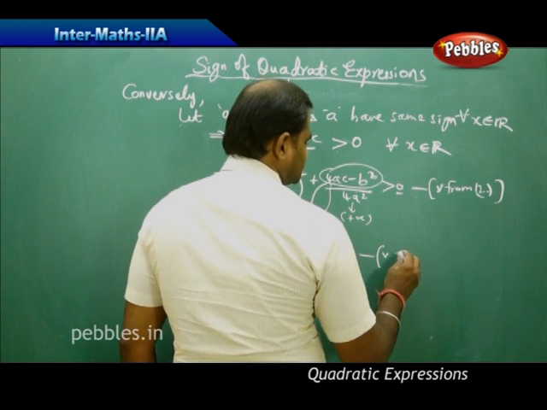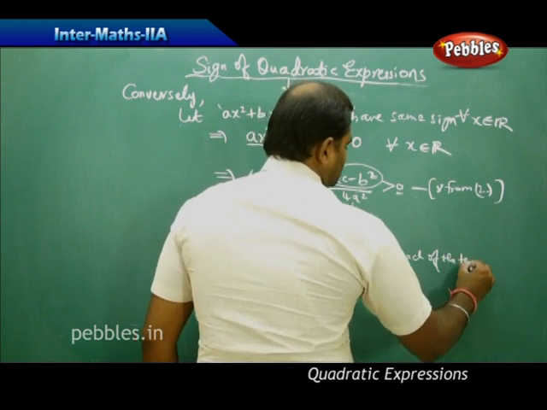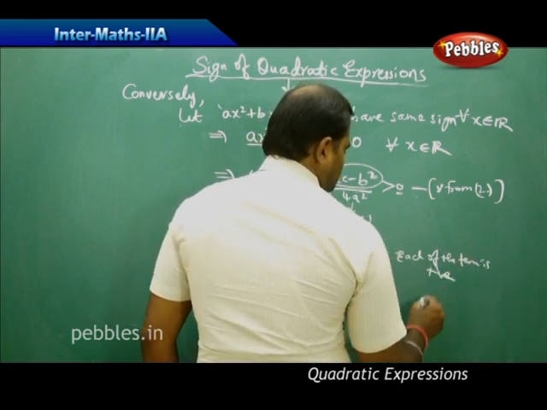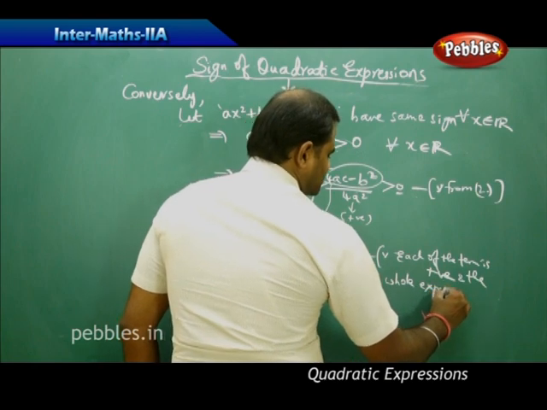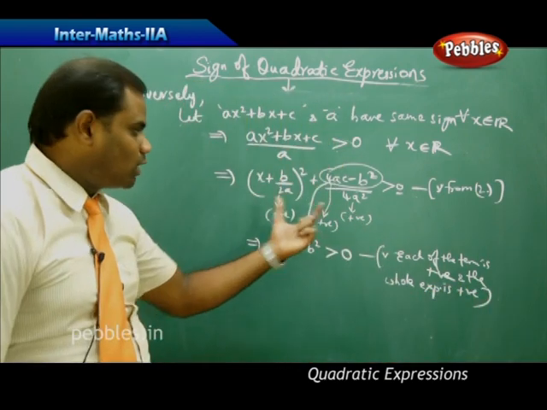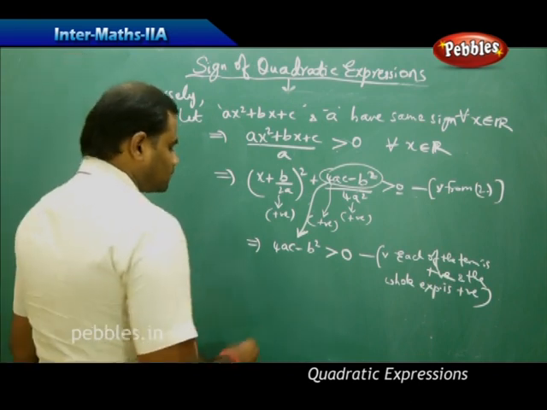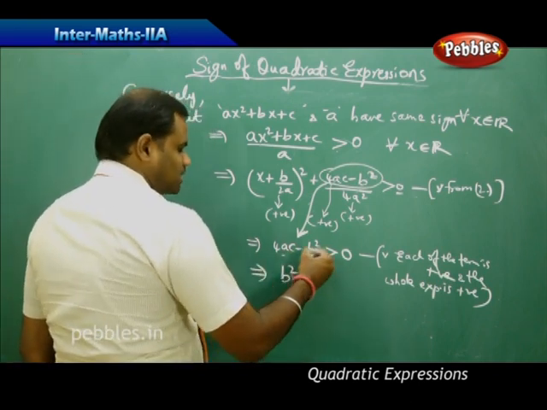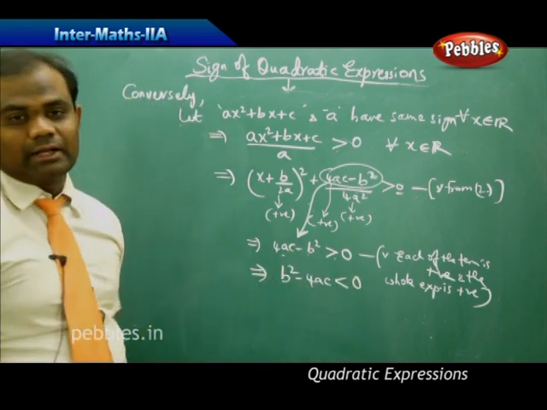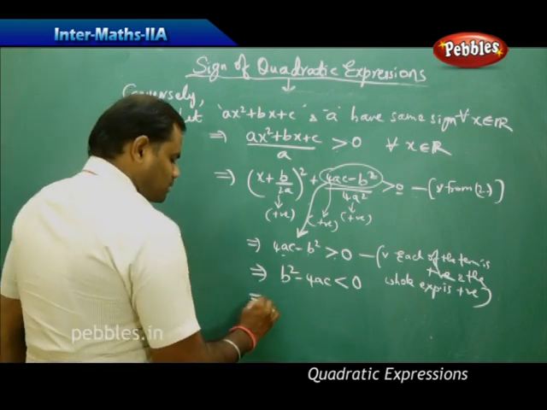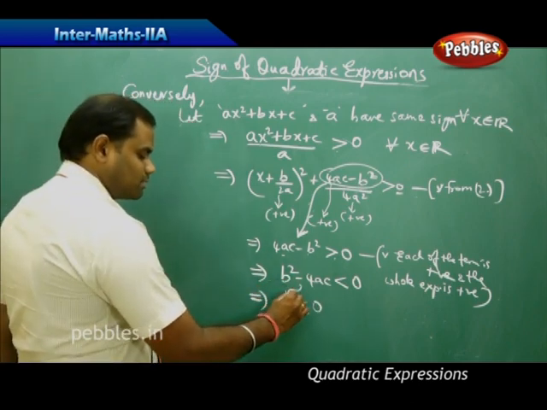Since each of the terms is positive and the whole expression is positive, one term which is particularly here also must be positive. This gives me the conclusion that if 4ac minus b squared is greater than 0, then b squared minus 4ac is less than 0 when I interchange this with this. That is nothing but delta, which is less than 0, because b squared minus 4ac is referred to as the discriminant delta.